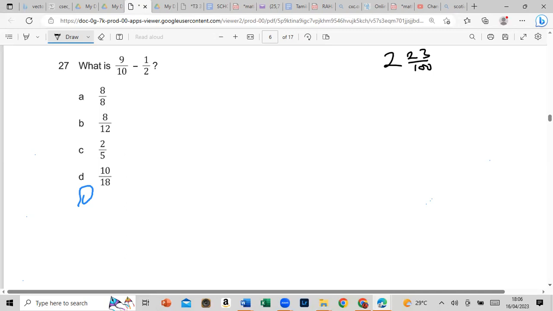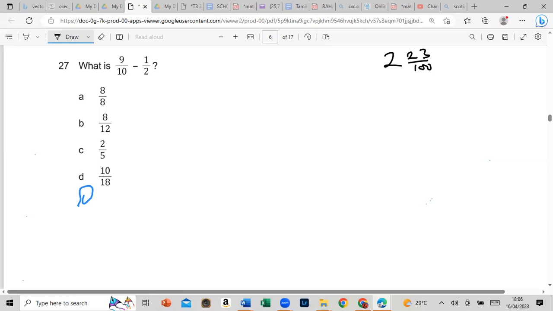Sir, I got A. A, 8/8, yes, 8/8. 9 minus 1 is 8, 10 minus 2 is 8. That cannot work. Why can't it work like that, Tyra? Because it's not the correct answer, they are not the same. It's not like one take away one. It cannot work like that. It could not be 8/8.